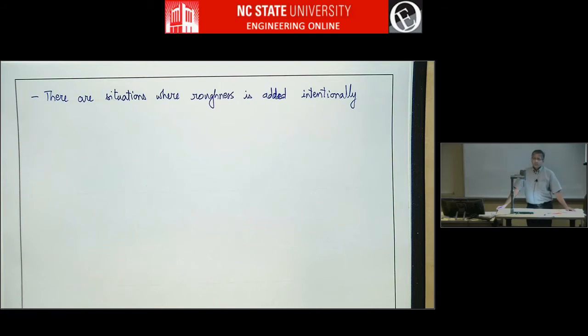Anybody want to mention something that you know? Where do you add roughness intentionally? Golf balls, right? And then other, yes. Okay, I don't know if that's specifically for this, but it could very well be. Frisbee, so the Frisbee leading edge has some ridges on it.